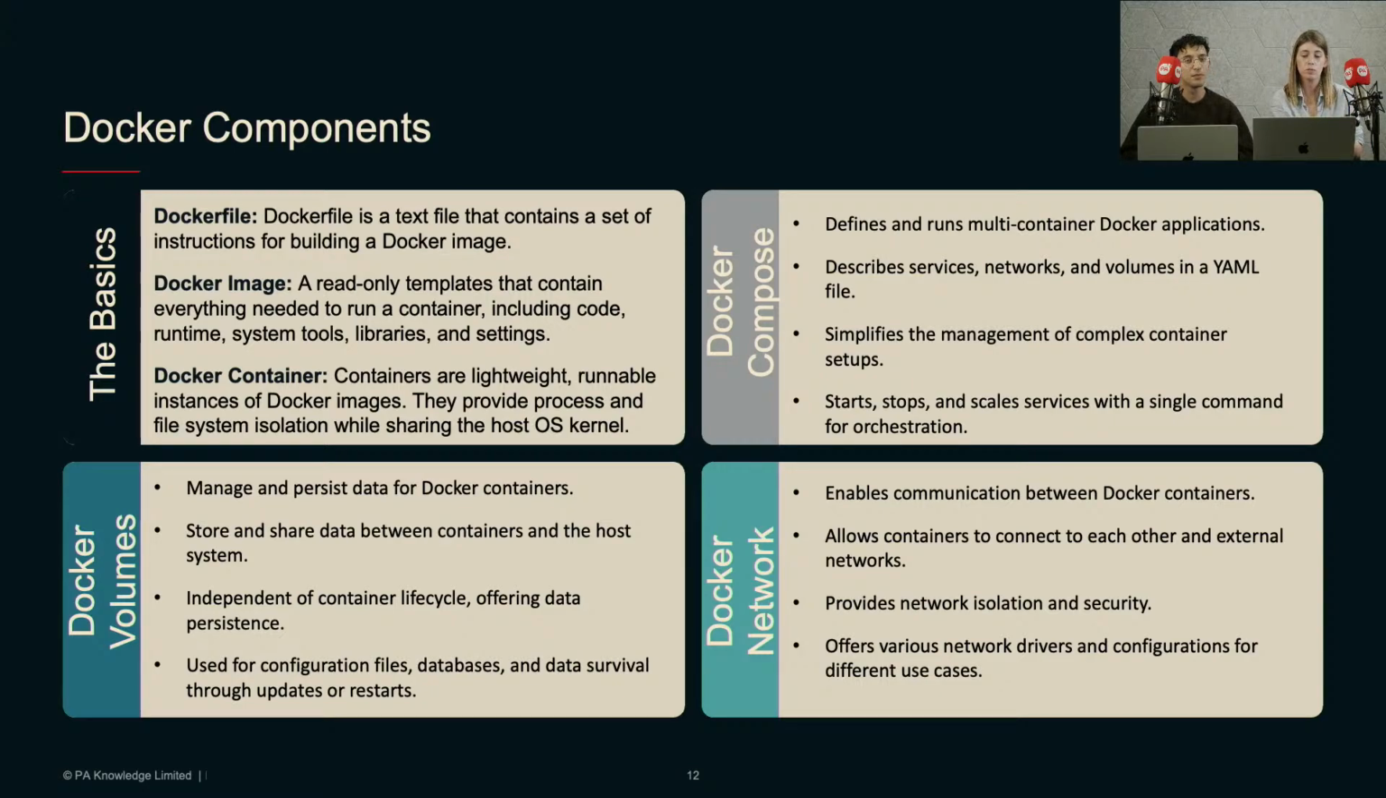Then lastly, Docker Network. This enables communication between the Docker containers. So that's what I'm talking about when they need to speak to each other. And you can define that again in the Compose YAML file. It allows containers to connect to each other and to other external networks. So not just the containers, but the outside world when needed. And it provides more network isolation by defining it, as well as more security. And it offers various network drivers and configurations for different use cases.